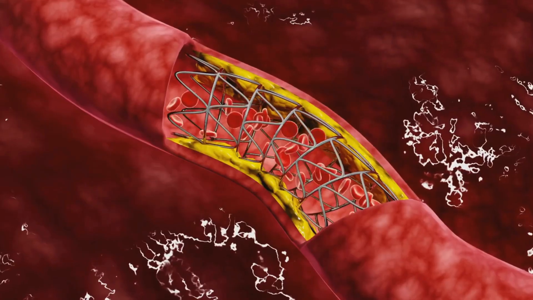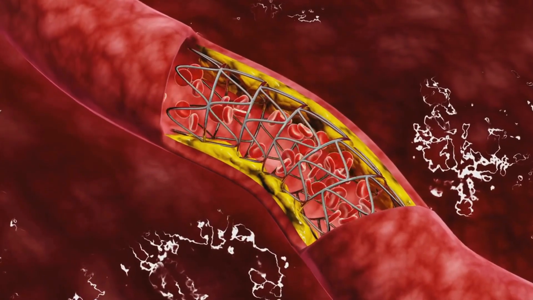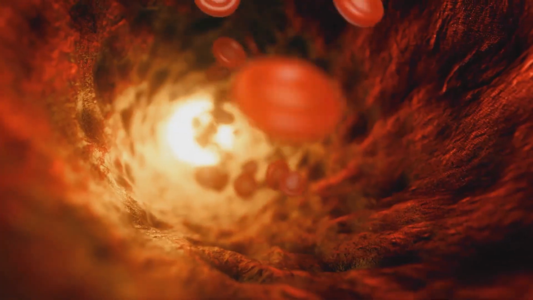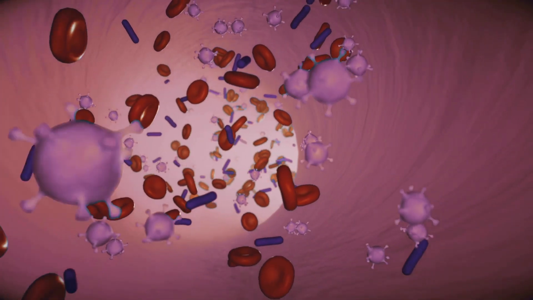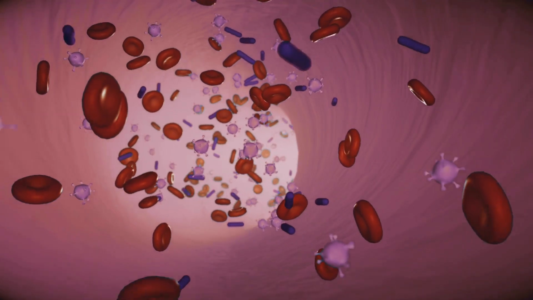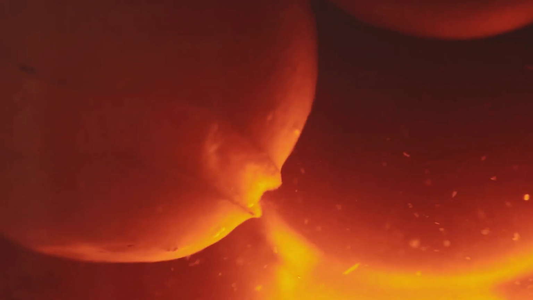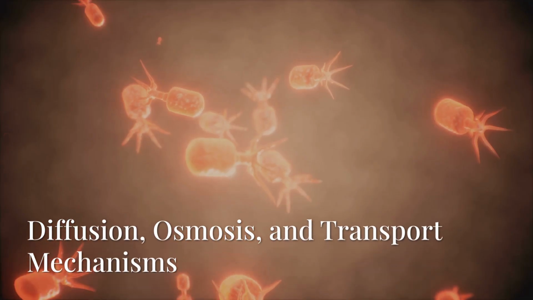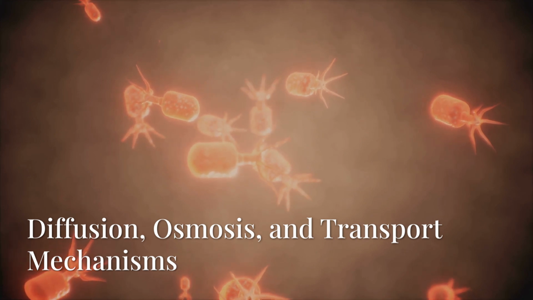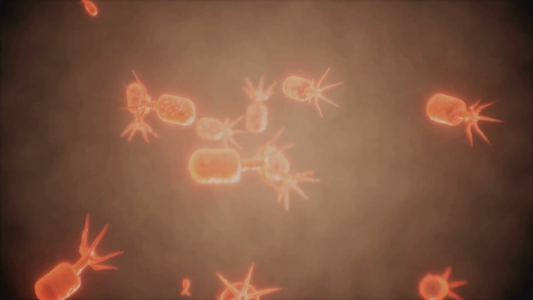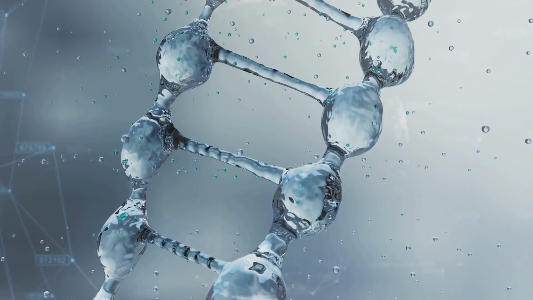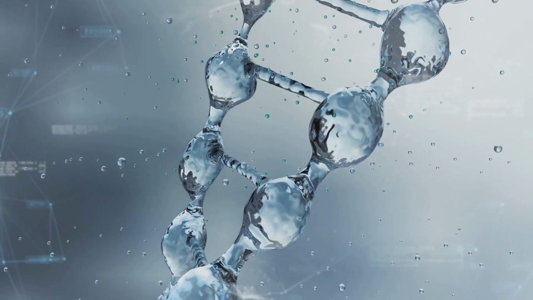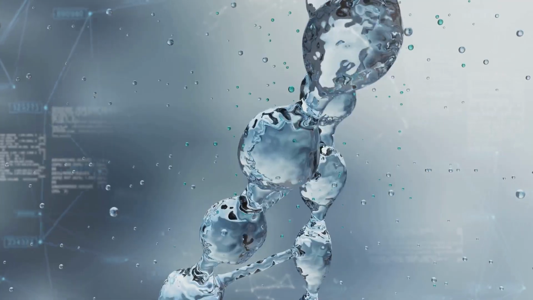Hydrostatic pressure versus osmotic pressure. Hydrostatic pressure, the pressure exerted by a fluid at equilibrium due to gravity. It pushes fluid out of capillaries. Osmotic pressure, the pressure required to prevent the flow of water across a semi-permeable membrane. It pulls fluid into capillaries. Diffusion versus osmosis. Diffusion, movement of particles from high to low concentration. Osmosis, movement of water across a semi-permeable membrane from low to high solute concentration.